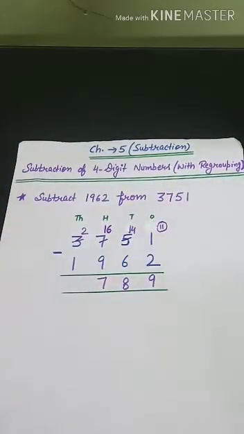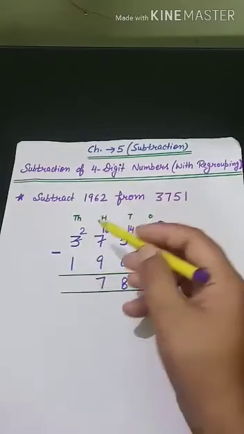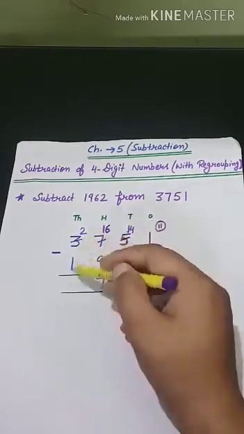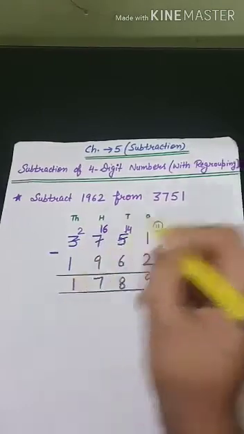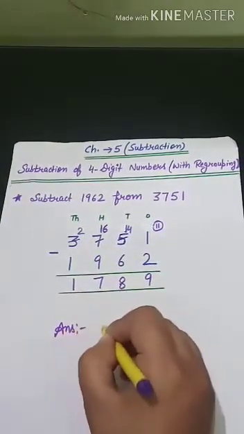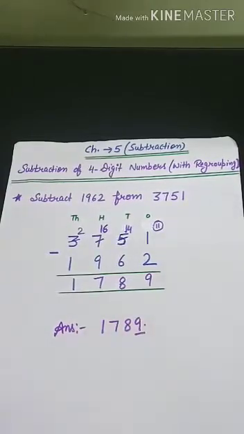And now the last step is subtract the thousands. So 2 minus 1. Here we can subtract because 2 is greater and 1 is smaller than 2. So 2 minus 1 is 1. So what we get? We get the answer 1789. So this is a way to subtract 4-digit numbers with regrouping.